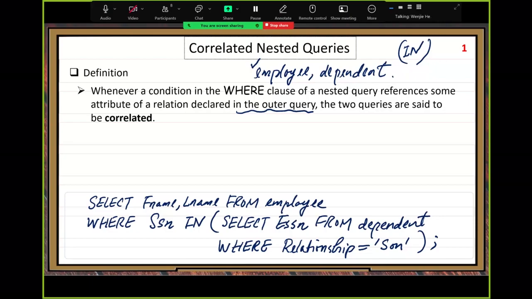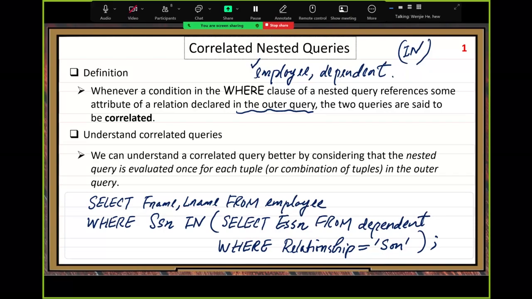Later we can have many questions, and we can use this way to write them. How to understand correlated queries? You need to understand the structure of this query. You can understand a correlated query better by considering that the nested query is evaluated once.